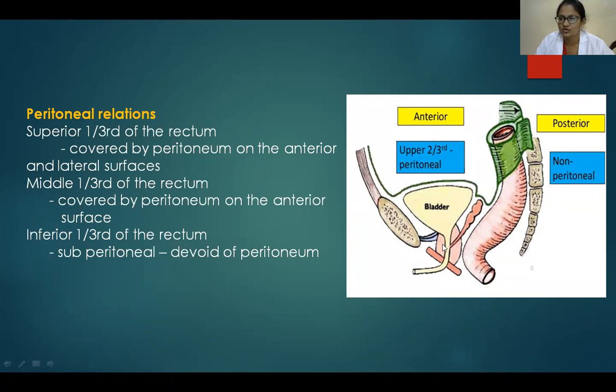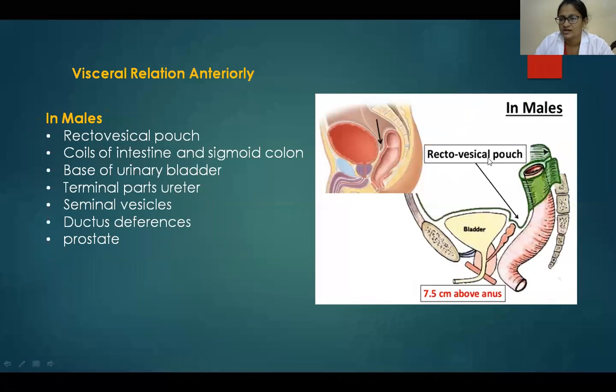Whereas in the lower one third it is devoid of peritoneum. These are the peritoneal relations of the rectum. Next, coming to the visceral relations. Anteriorly, these visceral relations are different in males and females. First we are going to discuss the anterior relations in males.